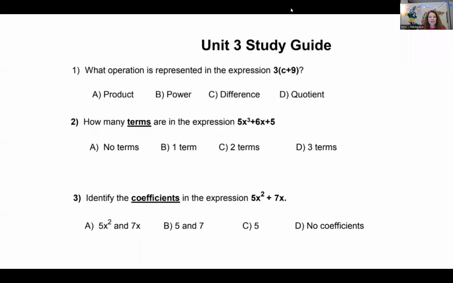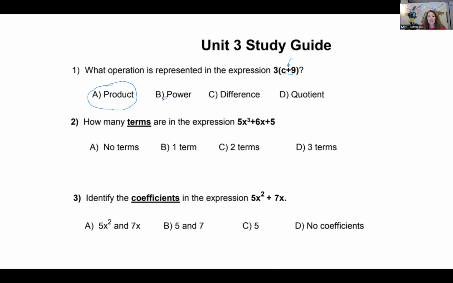So the first one is saying what operation's going on here? Well, there's two different things. In the parentheses, we have finding the sum. And then once we found the sum, we are going to distribute the 3. In other words, we are multiplying 3 by what's in the parentheses. Another word for multiplying means product, finding the product.